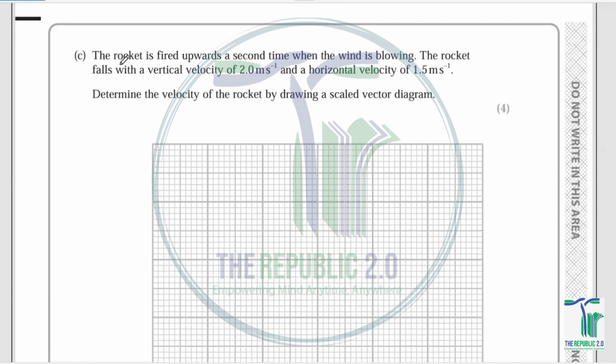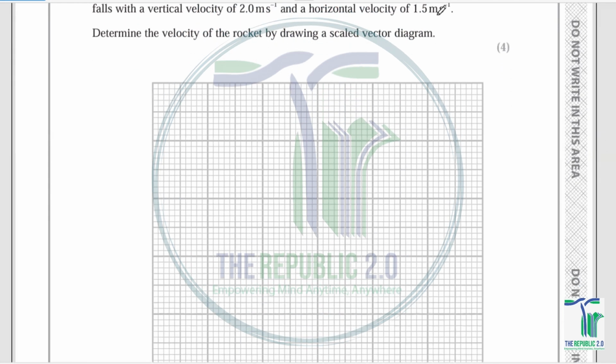In the C part, the rocket is fired upward a second time when the wind is blowing. The rocket falls with a vertical velocity of 2 meters per second. So it is falling with a vertical velocity of 2 meters per second and a horizontal velocity of 1.5 meters per second. Determine the velocity of the rocket by drawing a scaled diagram.